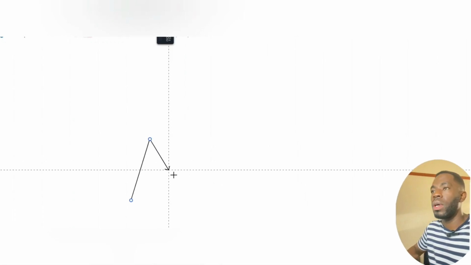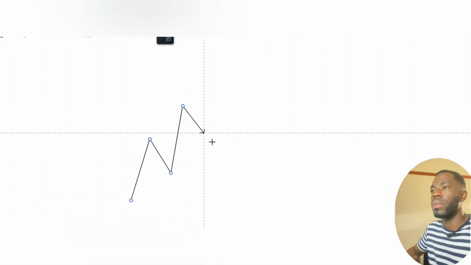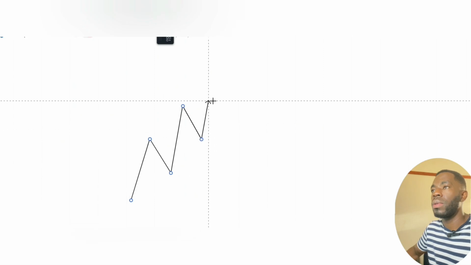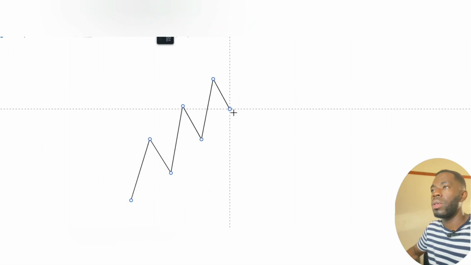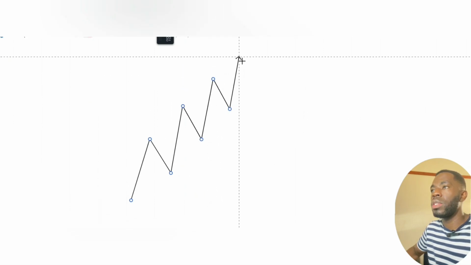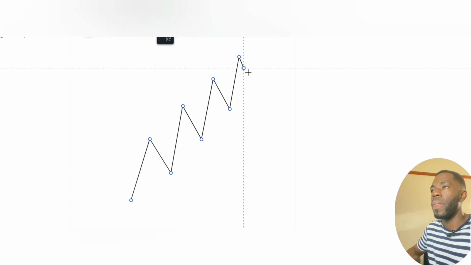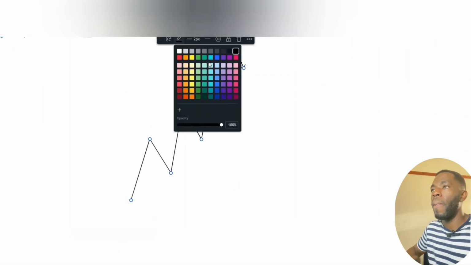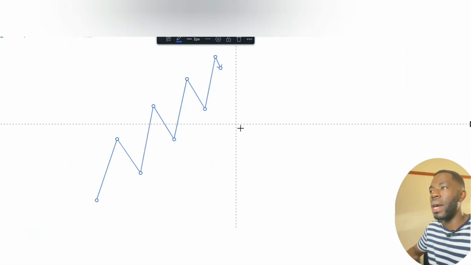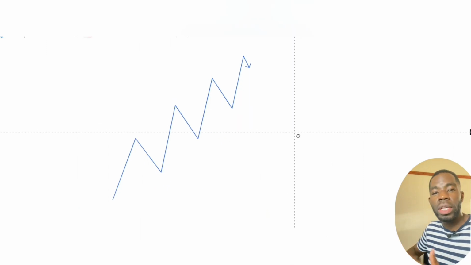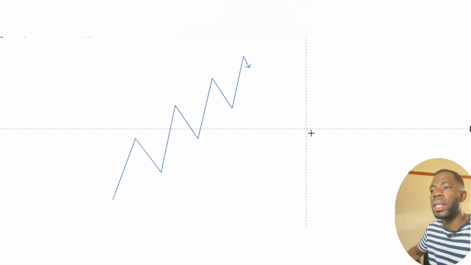You have higher highs and higher lows. Okay. All right, so this is what you are looking at in a bullish trend. It has to be a trending market. You cannot use this strategy in a market that is not trending.